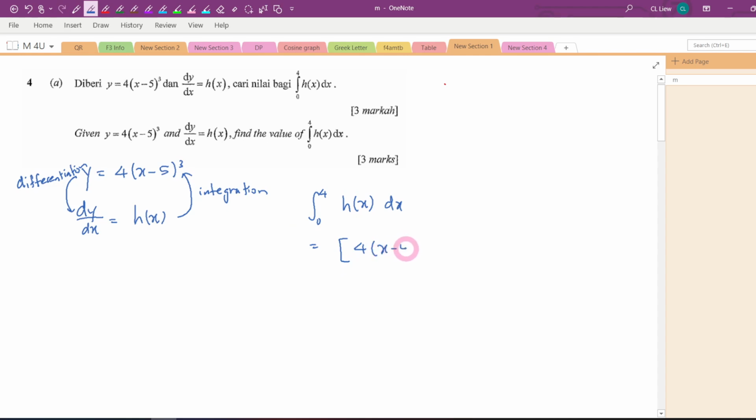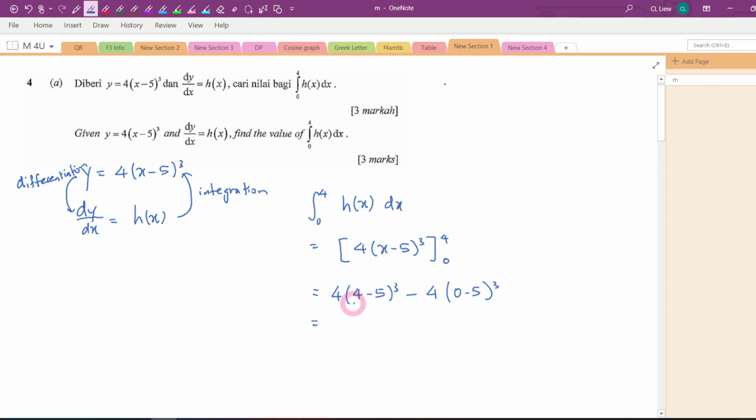4 times (x minus 5) raised to power of 3, and the upper limit is 4 and the lower limit is 0. Okay, so the next step is just to substitute the upper limit and lower limit inside here. Okay, 4 times (4, the upper limit) minus, okay, be careful, when some students see 0, they will just assume that this whole thing is going to be 0. Not every time like this. In this situation, when you substitute 0 inside here, you will not get 0. So 0 minus 5.